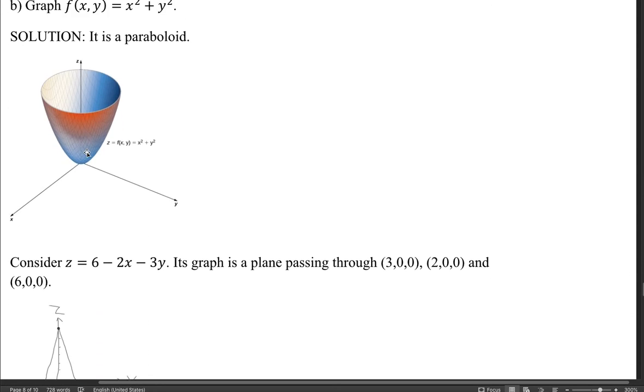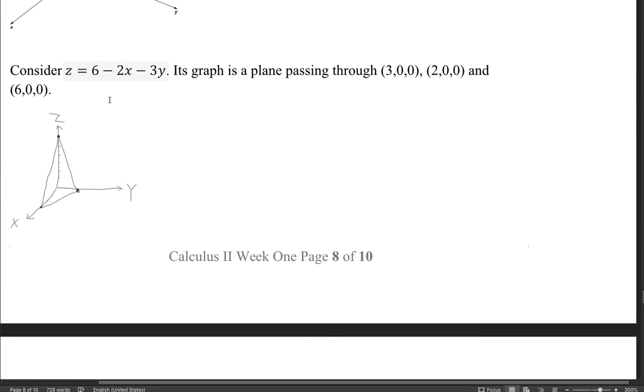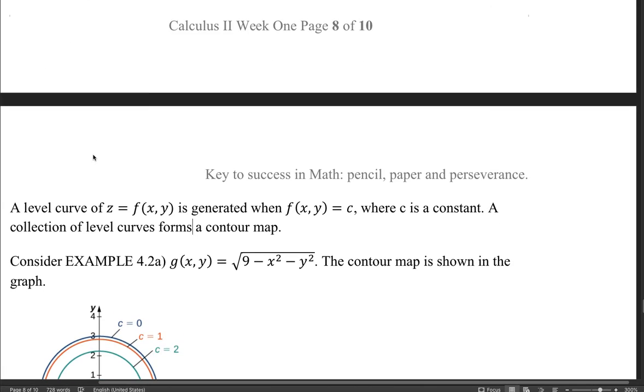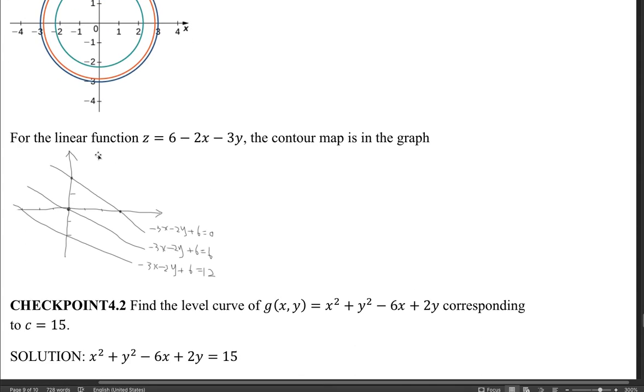Okay. Let's look at another example. Then we say this is a linear function, right? So how would the level curves or the contour map look? I gave a try to form some level curves and the contour map. We understand that it is a plane. By setting this linear function equal to a constant, let's say 0, I would have a line like this with x-intercept 3, y-intercept 2.